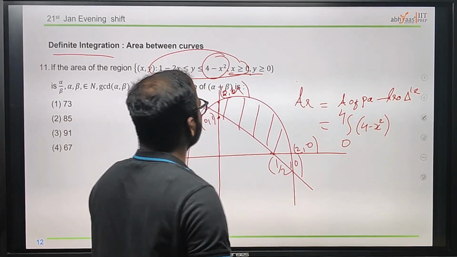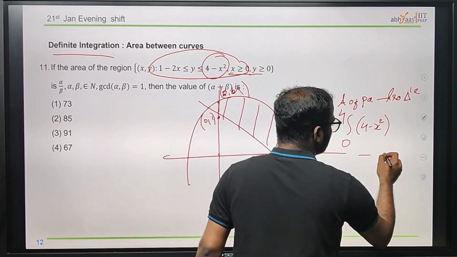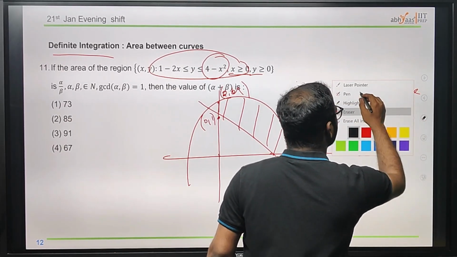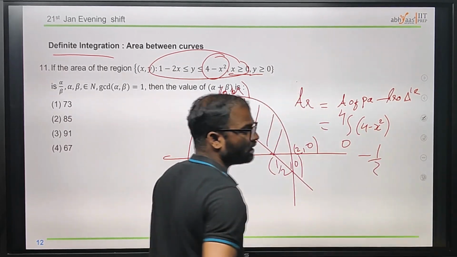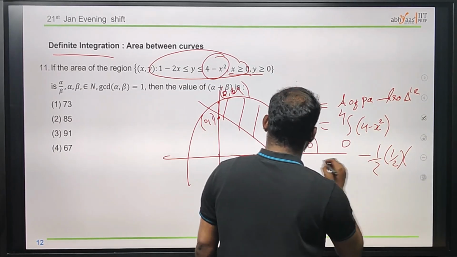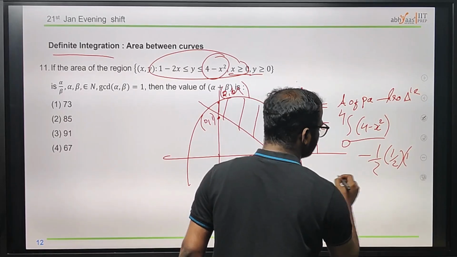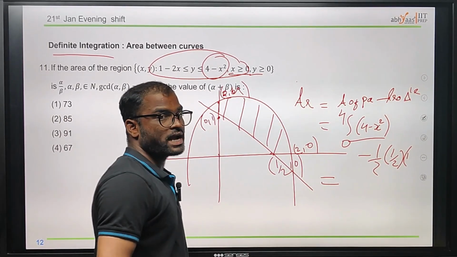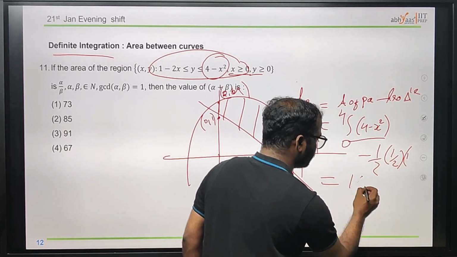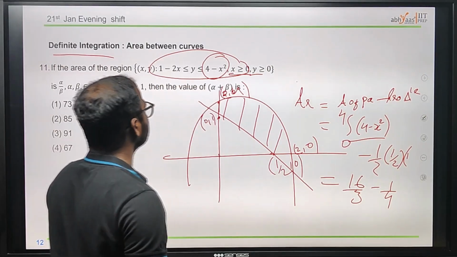We will have this situation, which is like this one, 0 to 4, minus the area of the triangle, which is 1 by 2 into base into height, and here the height is 1. Therefore half base into height, we will get this one. Just substitute and find this, we will get some kind of fraction. Here as well we will get some fraction, like 16 by 3, and 1 by 4. That is the area.